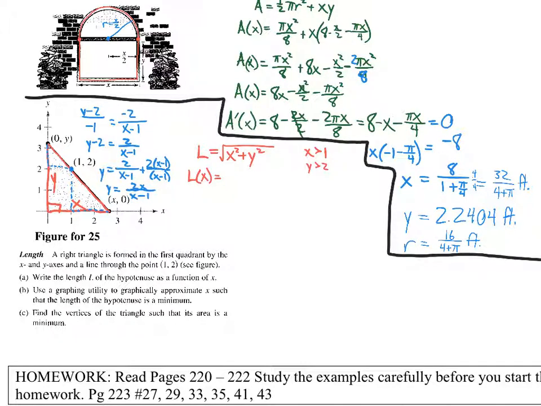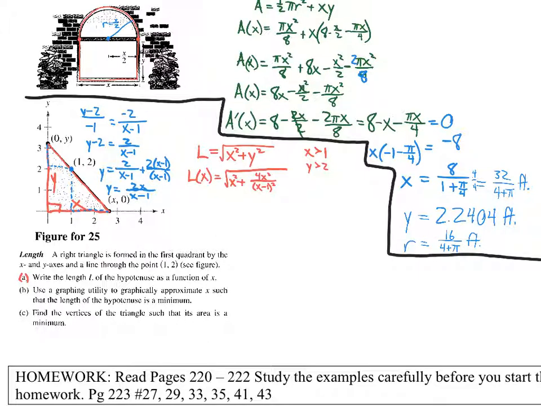So now I know what y is in terms of x. So I'm going to plug that into our function. I have the square root of x squared plus that 2x over x minus 1 squared. So that's going to be a 4x squared over x minus 1 squared. Okay. So there is our function L, the length of the hypotenuse, as a function of x.